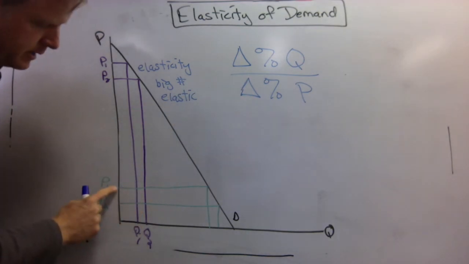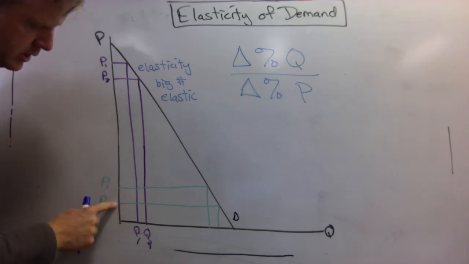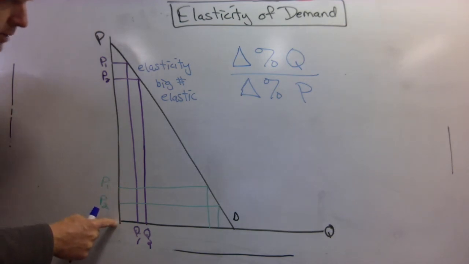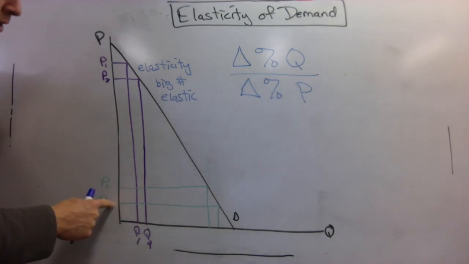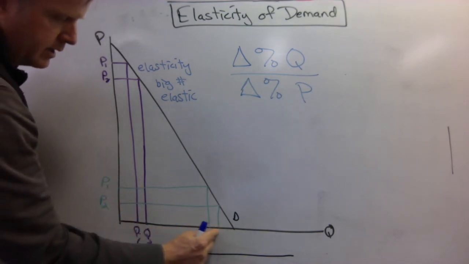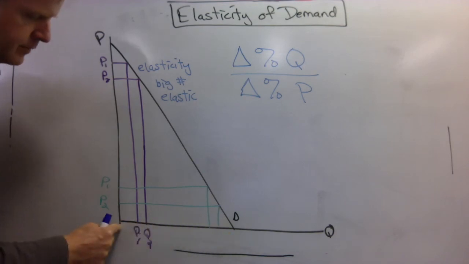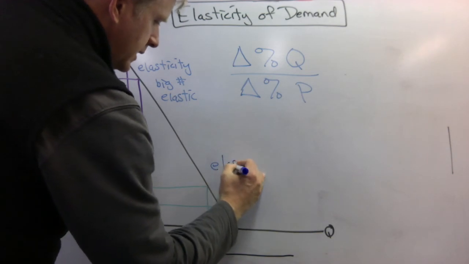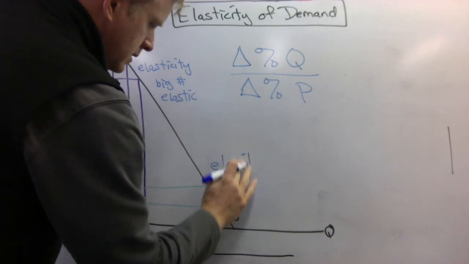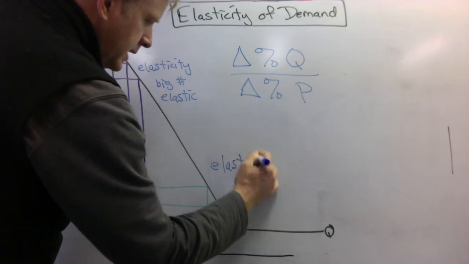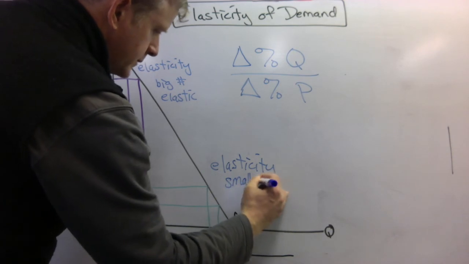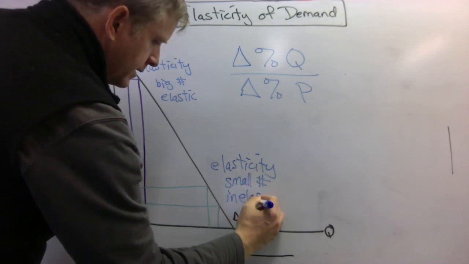Here we would see the price drop, right? The change in price relative to the original. Okay, so again, change in price relative to the original price is going to be a pretty good sized number. The change in quantity relative to the original quantity is probably going to be a pretty small number. In other words, down here, the elasticity is actually a fairly small number. So we would say it's inelastic.